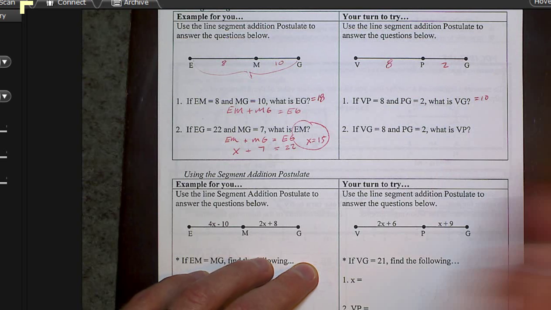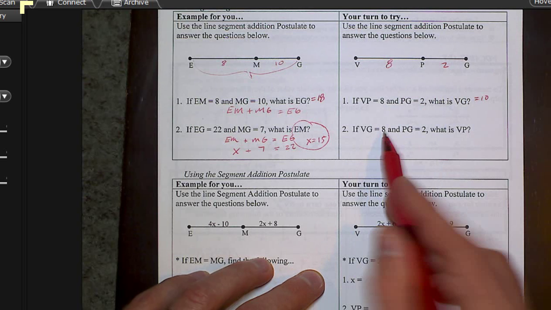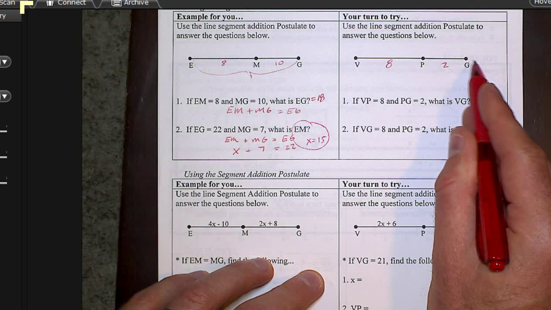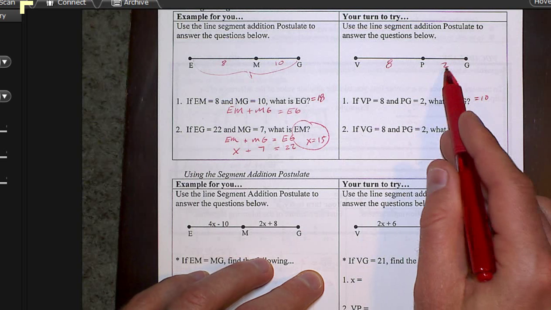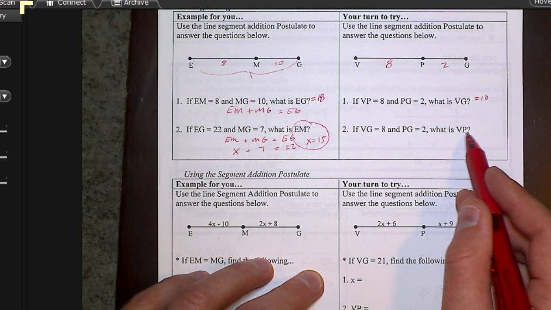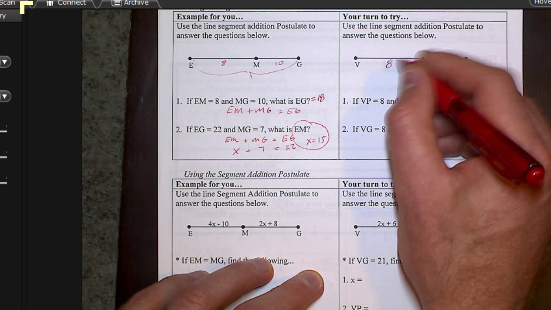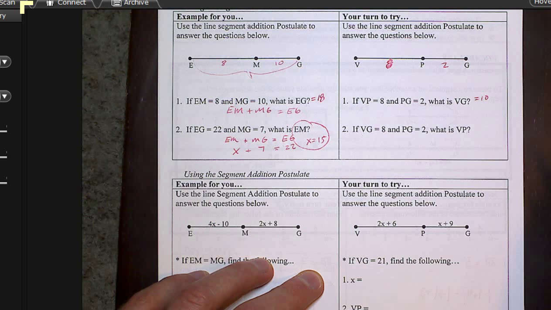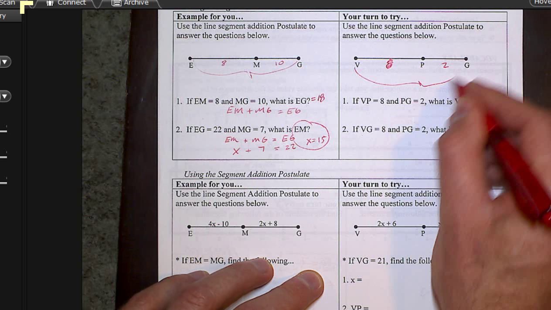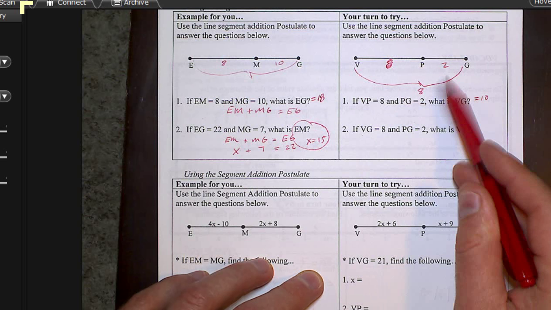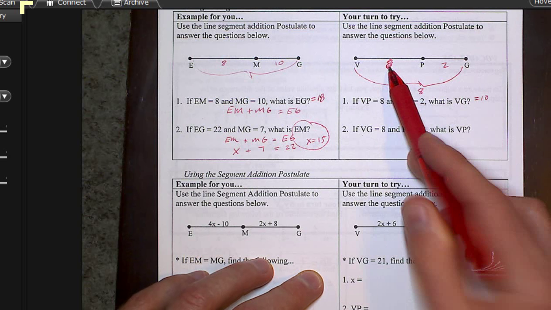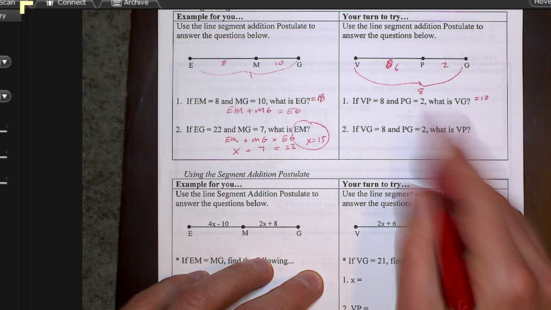The one right below it, VG is 8, so now they're saying this entire thing is 8. All the way from V to G is 8, and PG is 2. What must VP be? If this entire distance right here is 8, and part of that 8 is 2, that means this has to be 6, because 6 plus 2 has to give the entire length of 8.